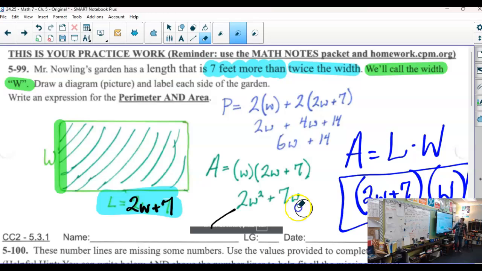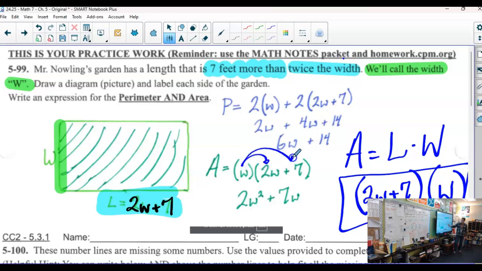If you wanted, you could. This doesn't really help us very much. But you could say, what's W times 2W? And what's W times 7? That's how I get to that answer. But you didn't have to get to that answer. I just wanted to see you set up length times width. What's the length and the width? There's my setup. Questions on that?